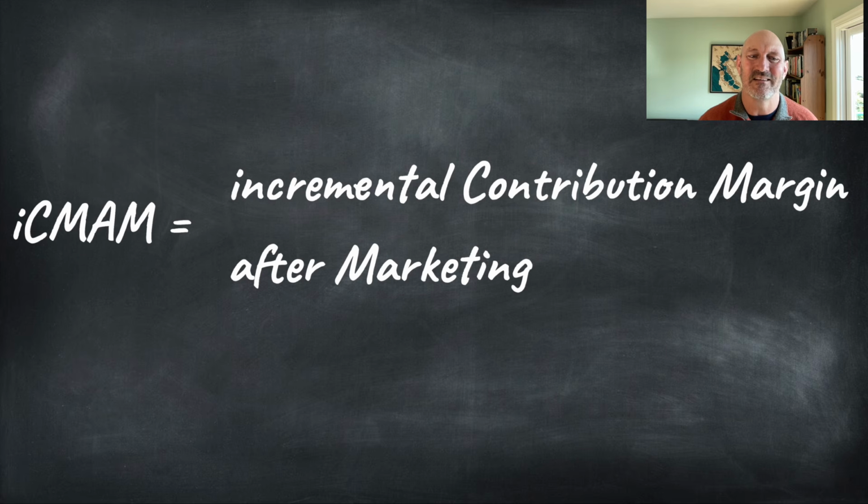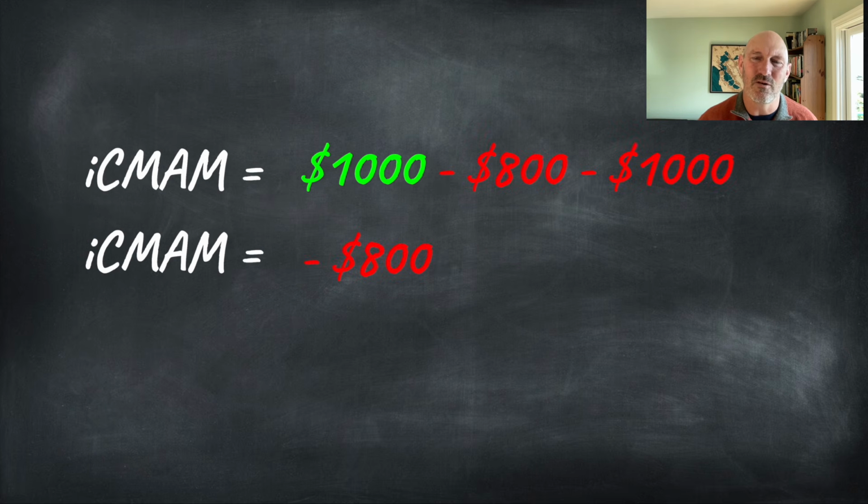So CMAM, the incremental contribution margin after marketing, which is essentially the incremental sales less the variable costs, less the marketing costs. Again, it's a mouthful, but this makes you look at your incremental advertising budget. Is it driving incremental profitability? If you want to look at marketing efficiency, you would now divide this by the marketing spend.